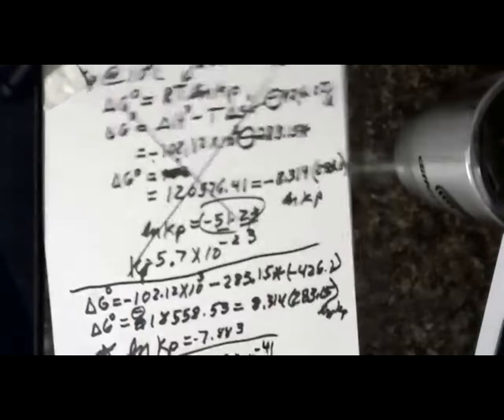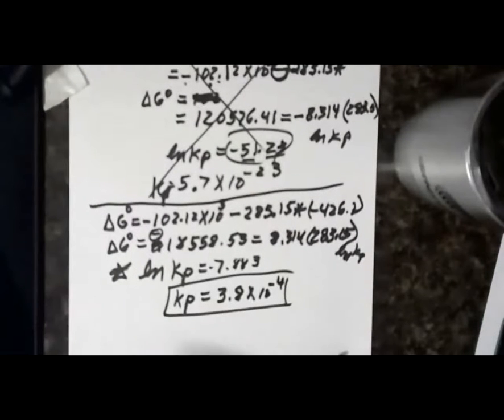And then e to the minus 7.883 is 3 point. Yeah, that's right. Kp is 3 point. I'm getting 8 times 10 to the minus 4. Okay. Well, this part of the math below the line is correct and checks out, so we should be okay.